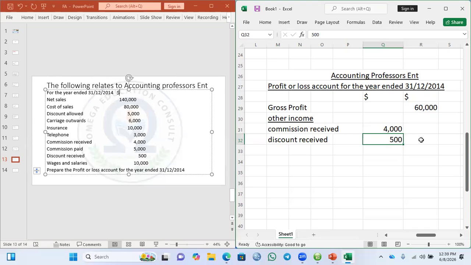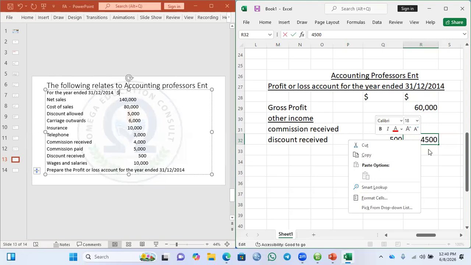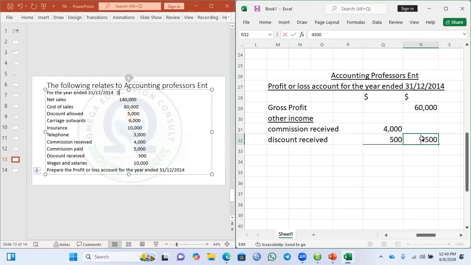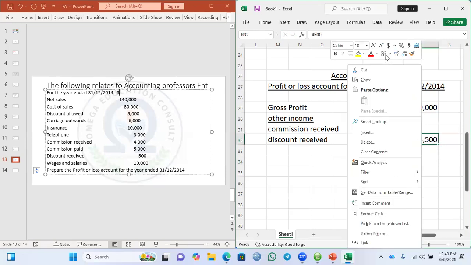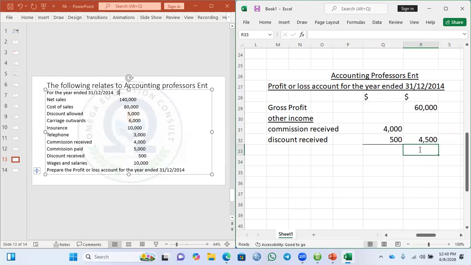So we add this 4,500 to the gross profit, and that will give you the total income. So the total income will be 60,000 plus 4,500. So that will be 64,500. That is your total income. Then you now go and look for your operating expenses. So, less operating expenses.